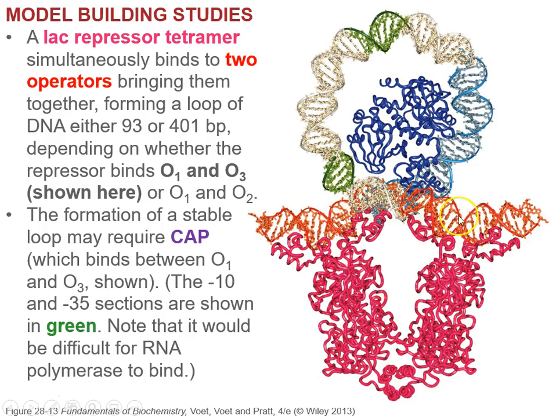So you form this big loop right here, and notice the other things that are within the loop. The -10 and the -35 sequences are shown in green, and that's in the loop. And in blue, that's CAP. So CAP is binding to its site right here. If RNA polymerase is expected to find the promoter at -10 and -35, notice that when the Lac repressor is bound and CAP is bound, it would be really difficult for RNA polymerase to be able to bind to the promoter.